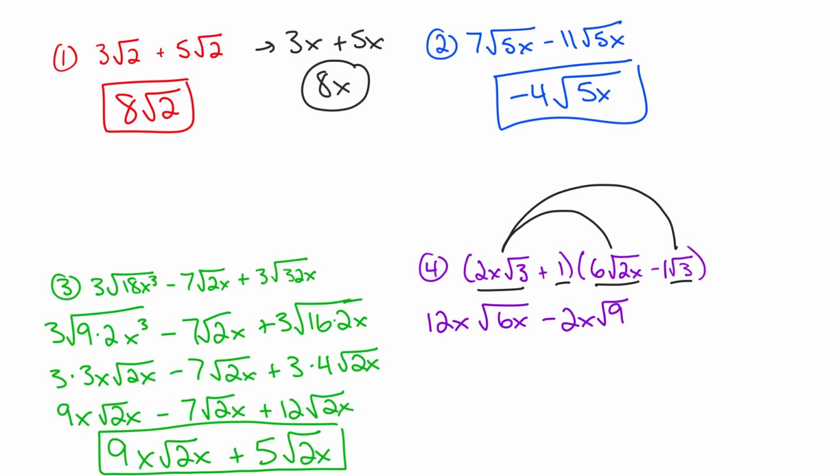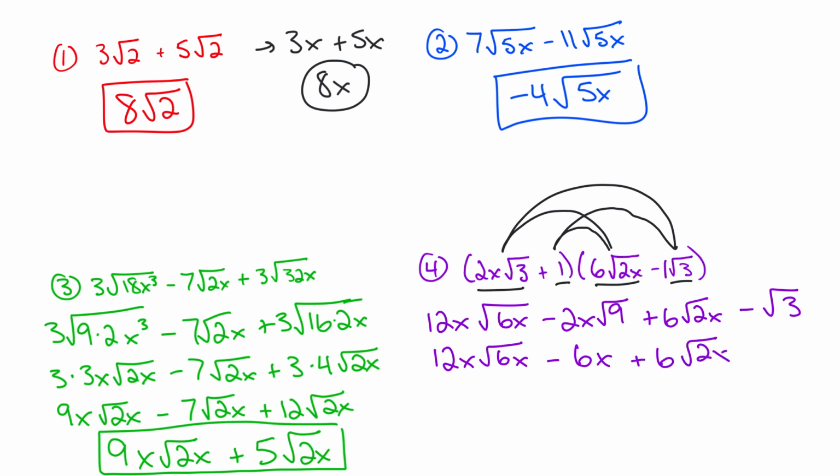And then I'm going to take the second term from the first binomial and multiply it by the first term of the second binomial, and I will get plus 6 root 2x. And then I'm going to multiply the second term of the first binomial by the second term of the second binomial, and that'll get me negative root 3. I simplify those as much as possible. The square root of 6x in the first term can't simplify. The square root of 9 in the second term would turn into a 3. And 3 times negative 2x is going to give me negative 6x. The root 2x doesn't simplify, so that's still plus 6 root 2x. And the root 3 doesn't simplify.